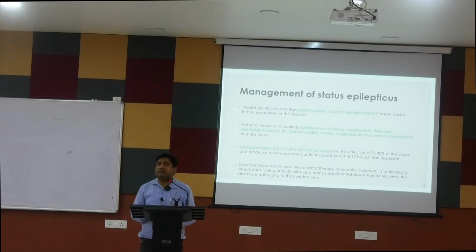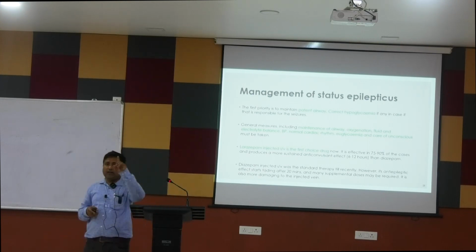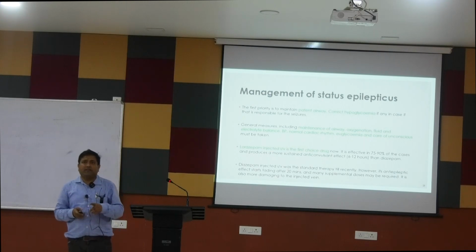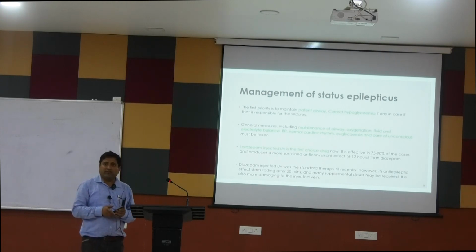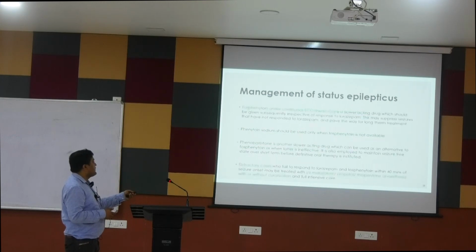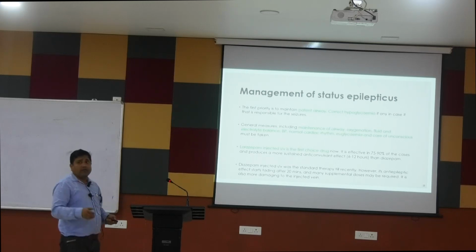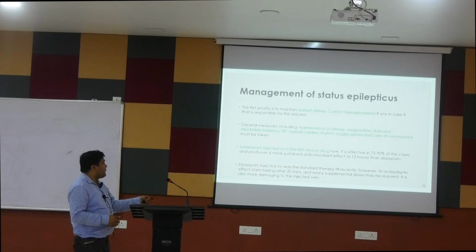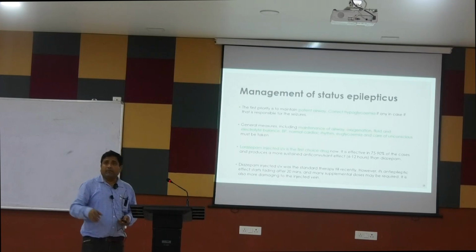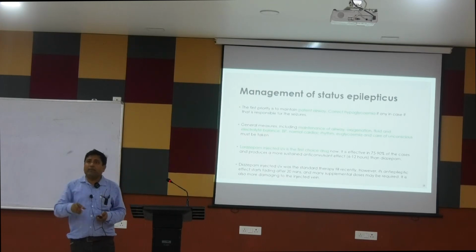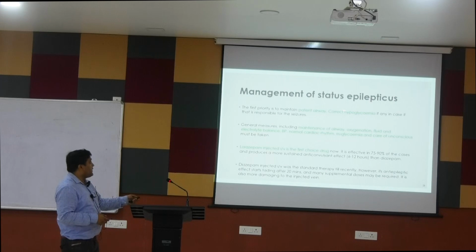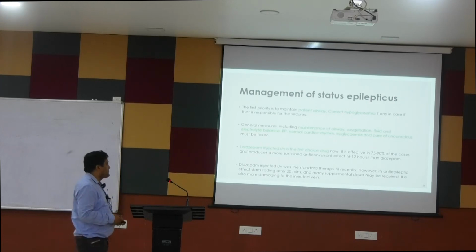Now, management of status epilepticus. As said earlier, for any medical emergency, the first priority is airway, breathing and circulation. So, patency of airway, that is utmost important. We also maintain the airway, oxygenation, if required intubation and ventilation, fluid and electrolyte balance, blood pressure, normal cardiac rhythm, euglycemia. Some patients with hypoglycemia may present with seizure. So, if there is hypoglycemia, we should correct it aggressively. Euglycemia is part of the care of an unconscious patient.